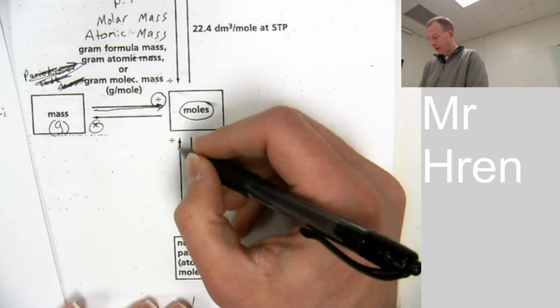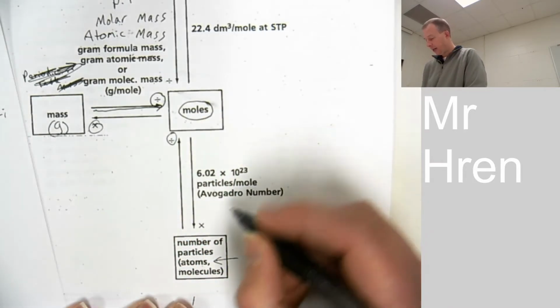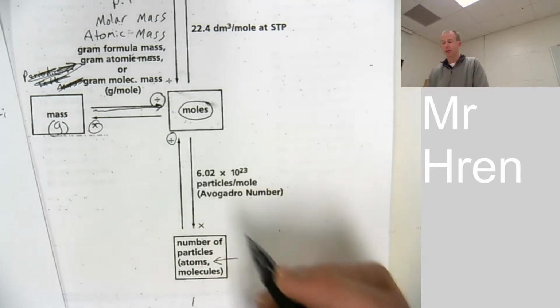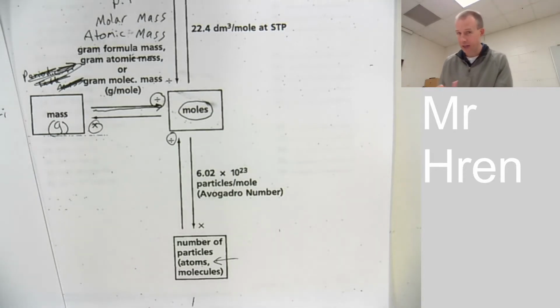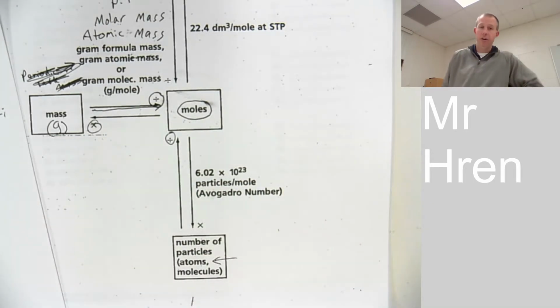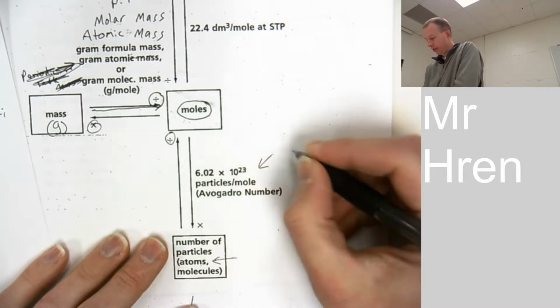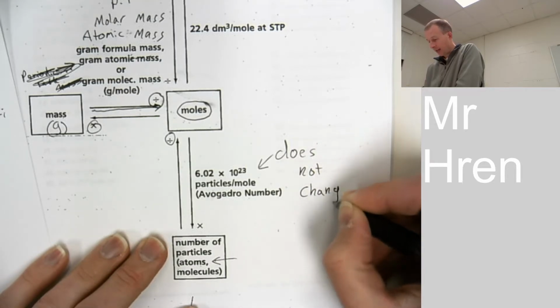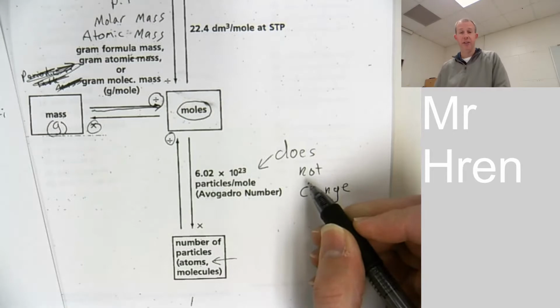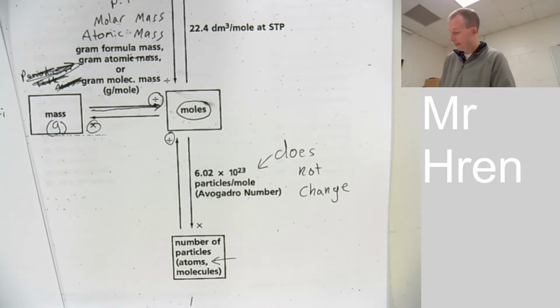It tells you what to do. You go up, you're going to divide by this number. This number is called Avogadro's number. That's the mole value. That's where that 6.02 times 10 to the 23rd came from. It means, for every 1 mole of something, you have that number of atoms present. So you're just going to divide by Avogadro's number. Now this number does not change. It doesn't matter what element you have. It's always 6.02 times 10 to the 23rd. Always.